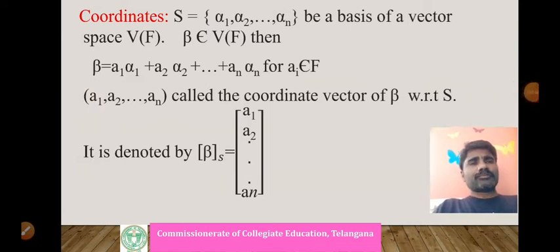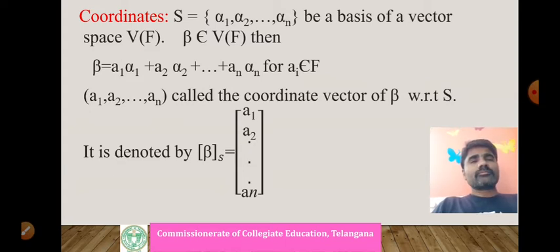Let us suppose S equals alpha 1, alpha 2, up to alpha n be a basis of a vector space V of F, and a vector beta belongs to V of F. Then beta can be written as a linear combination of elements in S. That is, beta equals a1 alpha 1 plus a2 alpha 2 and so on up to an alpha n, where each ai belongs to F.